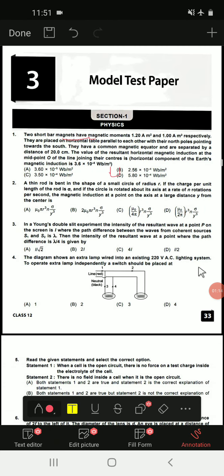After that, we have the second question. A thin rod is bent in the shape of a small circle of radius r. If the charge per unit length of the rod is sigma and the circle is rotated about its axis at a rate of n rotations per second, the magnetic induction at a point on the axis at a large distance y from the center is. We have these four options. Among these four options, which one is the correct one?